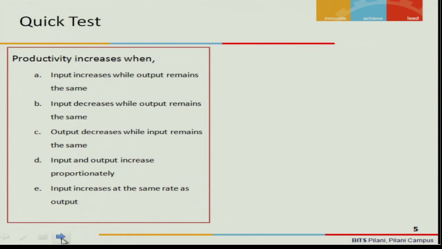The right answer is input decreases while output remains the same, because productivity is a ratio of output to the input, and when the input, that is the denominator, decreases, the productivity increases. So input decreases while output remaining the same is the answer for this first question.